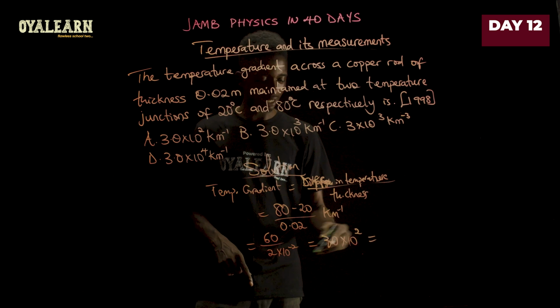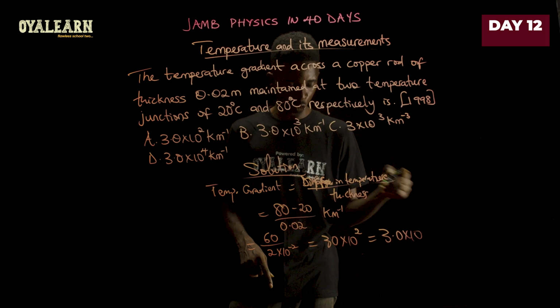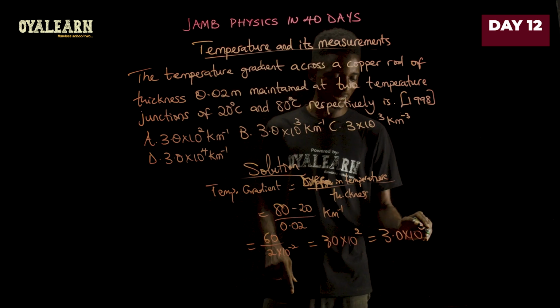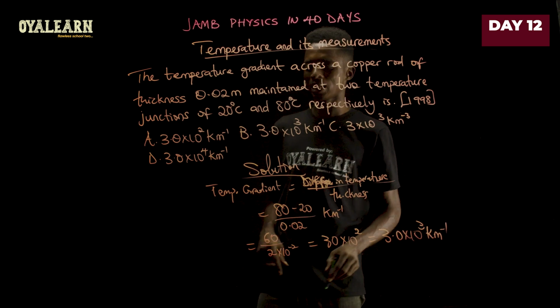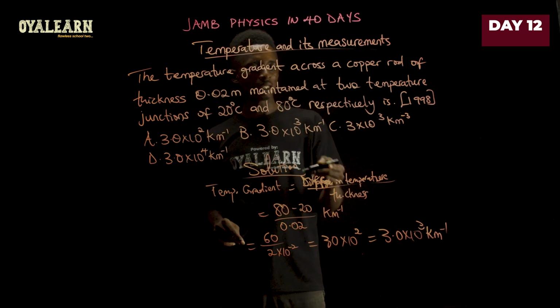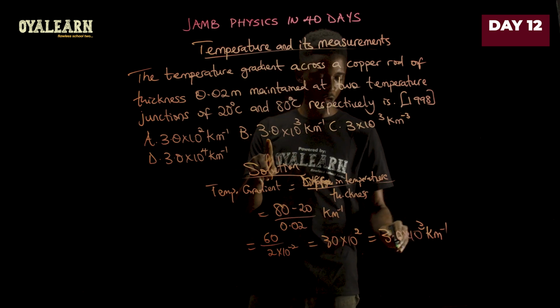Writing this in standard form, we have 3.0 times 10 raised to power 2 plus 1, that will be 3. So our answer is 3 times 10 raised to power 3 Kelvin per meter. When we look at the options, don't get confused with these two. The difference is that this one is per meter cubed, while this one is per meter. So we'll go with option B.